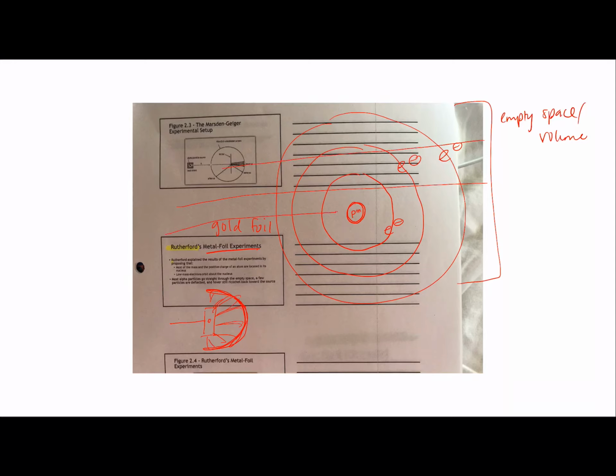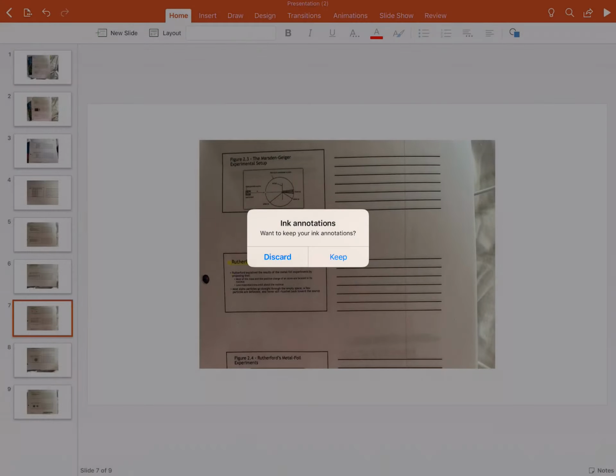hit. Now, every once in a while, he saw that one of the beams would get deflected back at him. So it would come here and go back. But then he also saw that some beams would come in and they would get deflected. So they would come through and they would deflect, which meant that those beams were hitting something that was very dense.